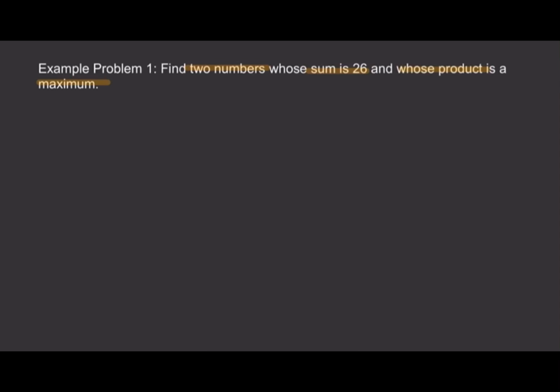The next step is to create the equation. Since the question asks for two numbers, let's assign variables to these numbers. We can use x and y. Now we create an equation with x and y. Since we know the sum is equal to 26 because that is what the problem tells us, we know that the equation is x plus y equals 26.